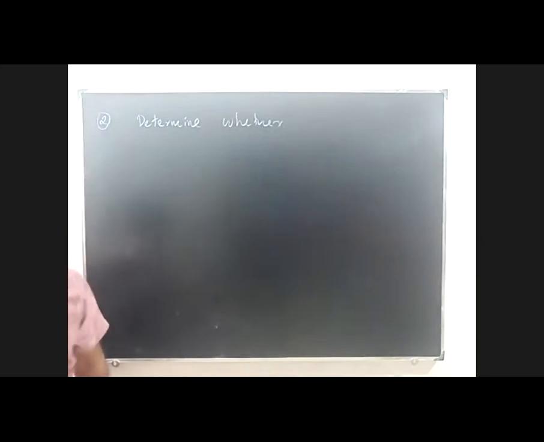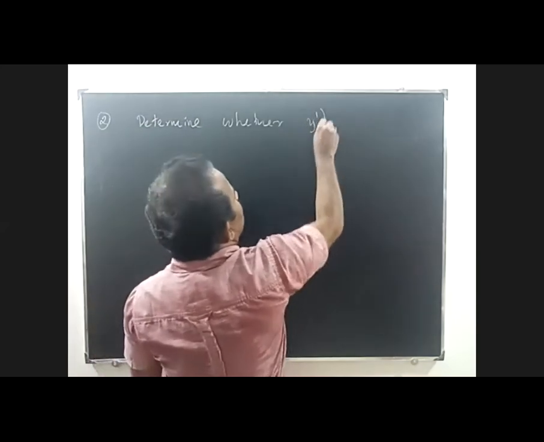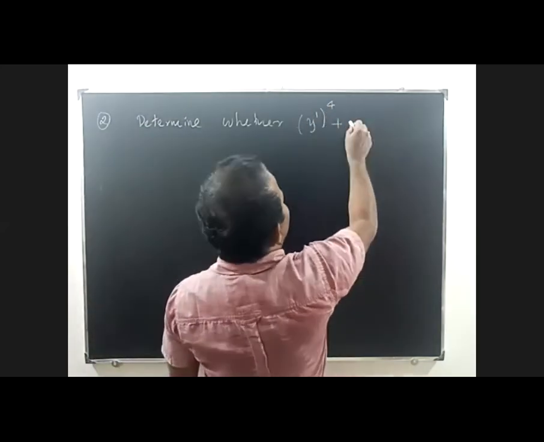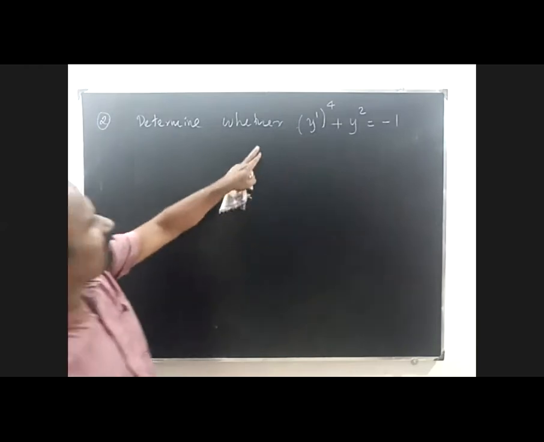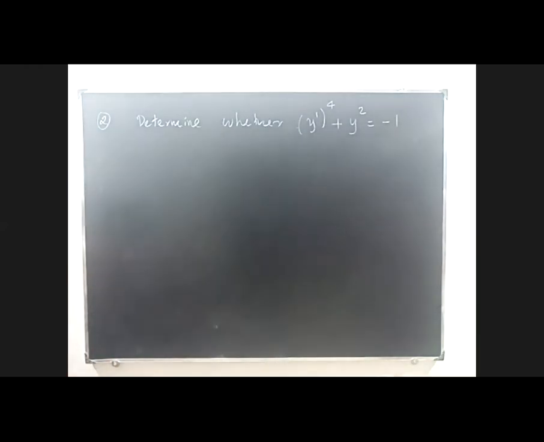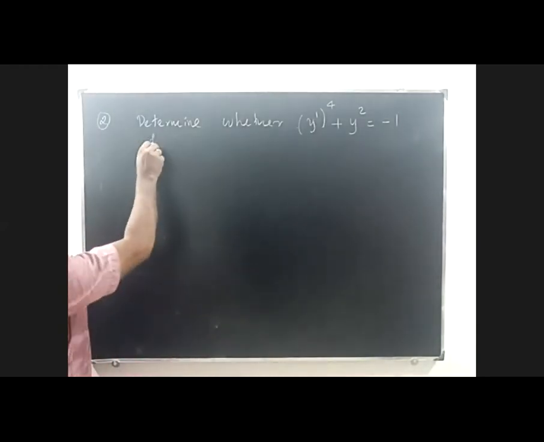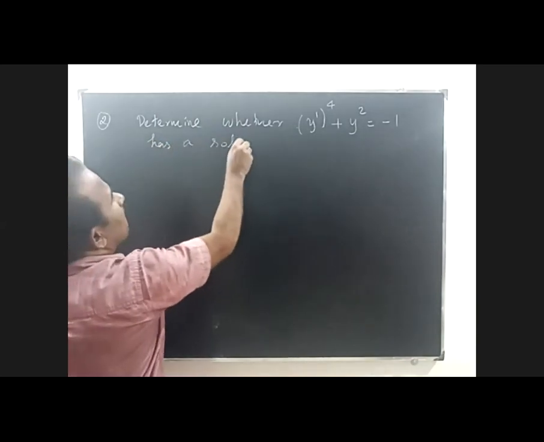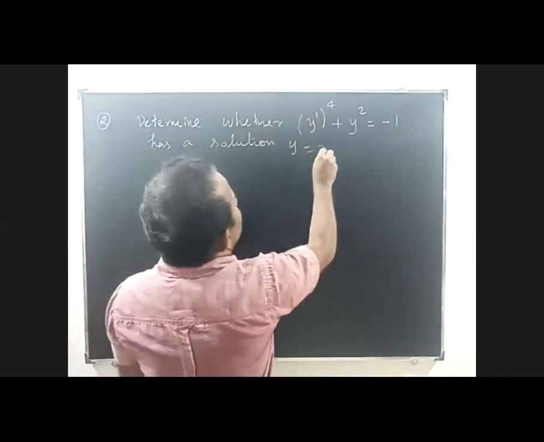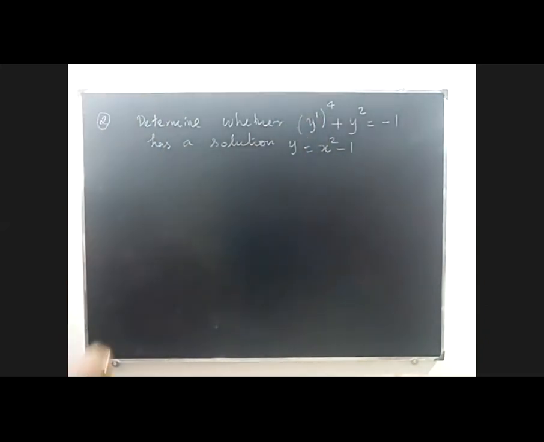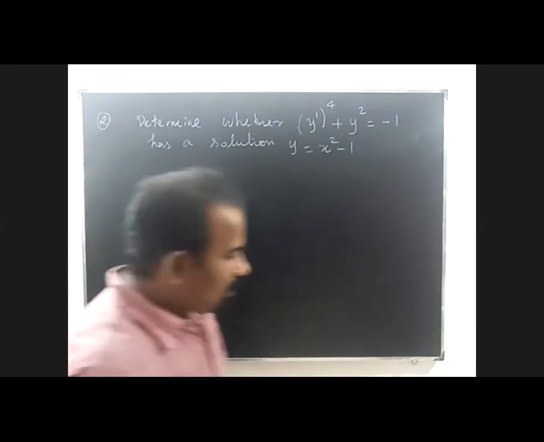Okay, then the next question is: determine whether this differential equation, y dash power 4 plus y squared is equal to minus 1, has a solution. Determine whether this differential equation has a solution y is equal to x squared minus 1.